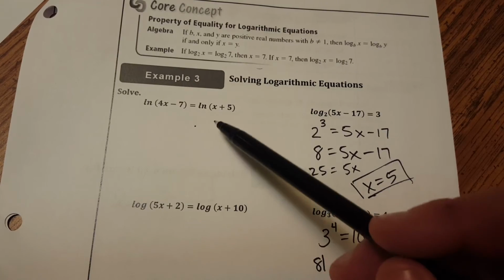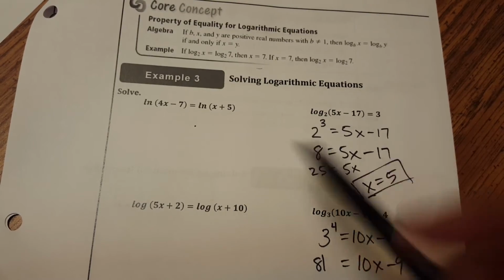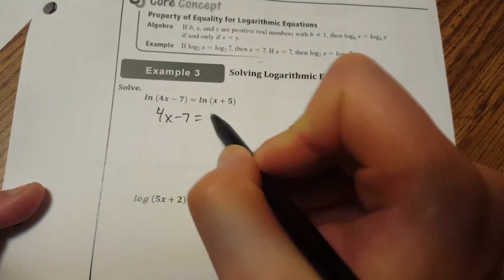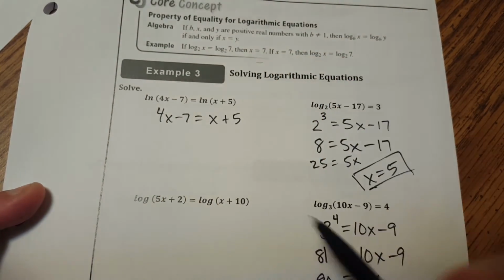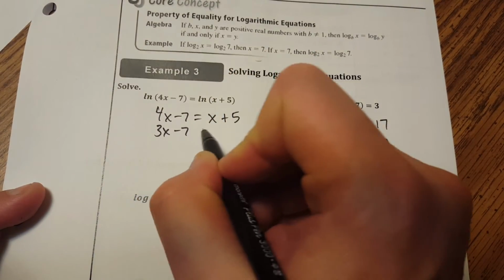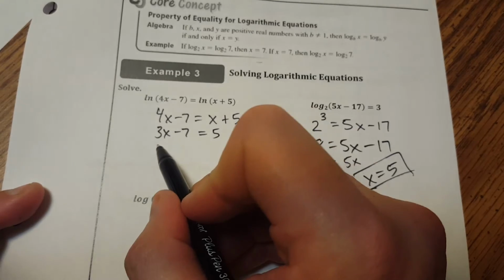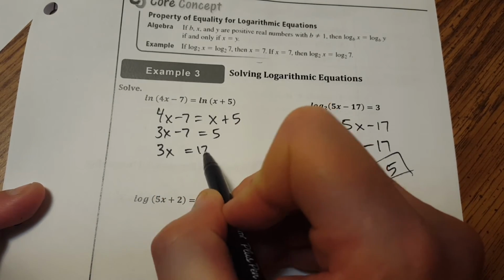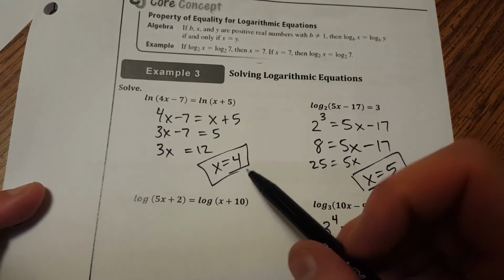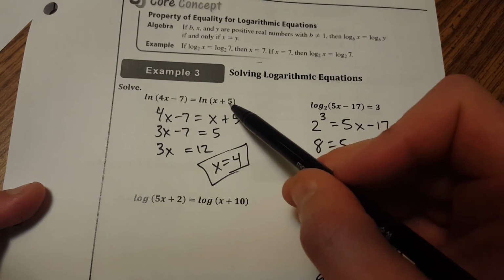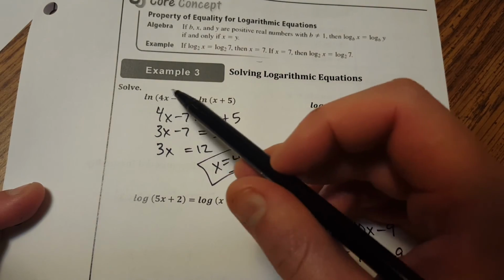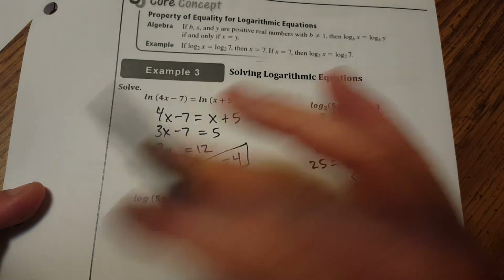So these are both log base e, the natural log, and so I can ignore those and just focus on solving the linear equation of the arguments. Subtract an x from each side, add a 7 to each side, divide by 3, and x would be 4. Again, with the logarithm, I'm going to double check. I put a 4 here and I get a positive 9. I put the 4 here and I get 16 minus 7 is a positive 9. So I'm taking the log of positive numbers, so that's going to be fine.